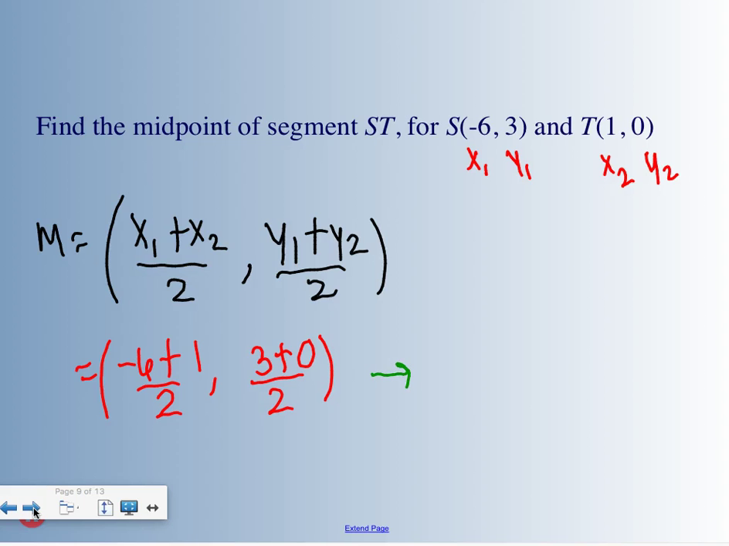-6 plus 1? -5. -5 over 2. 3 plus 0 is just 3 over 2. If you're a fraction person, you can leave it like that. If you're a decimal person, you can leave it out. What kind of people are we? You guys fraction people or decimal? Me too. That works.